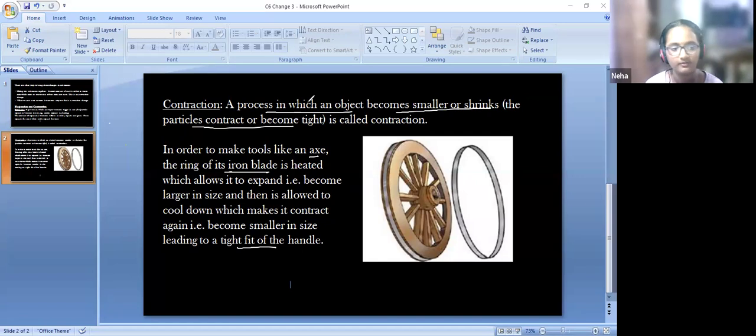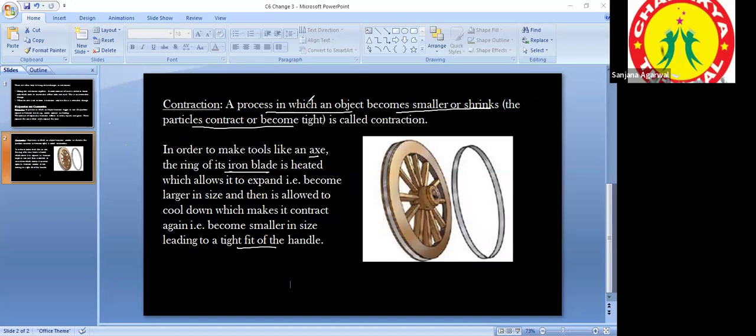Ma'am, does freezing of water count as contraction? Changing water into ice counts as contraction? Yeah.